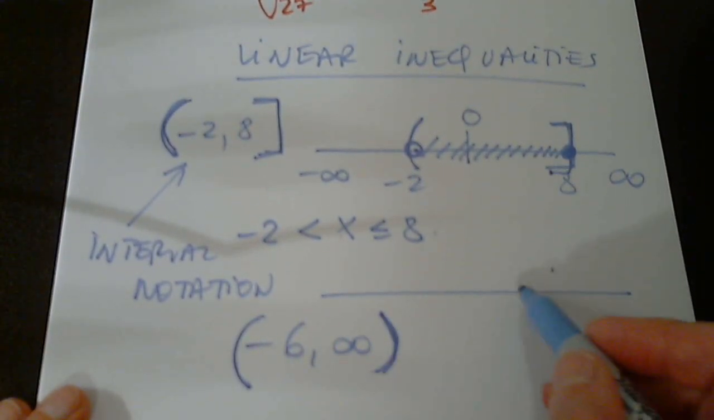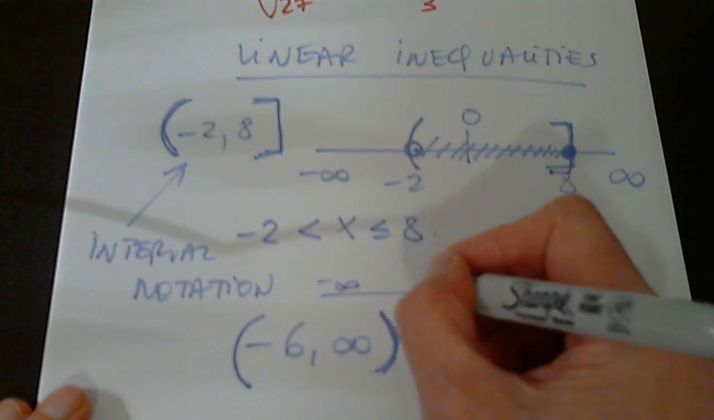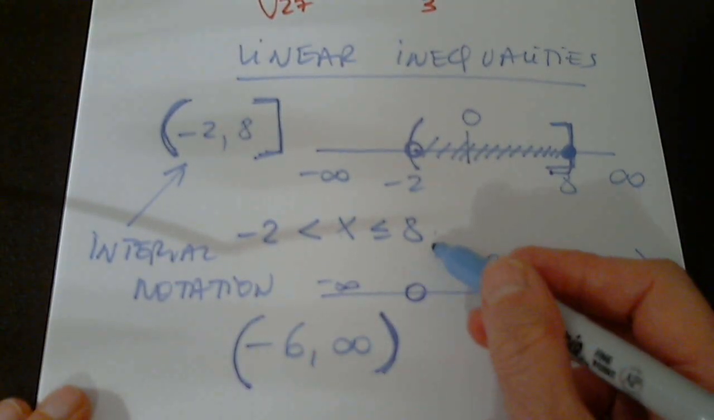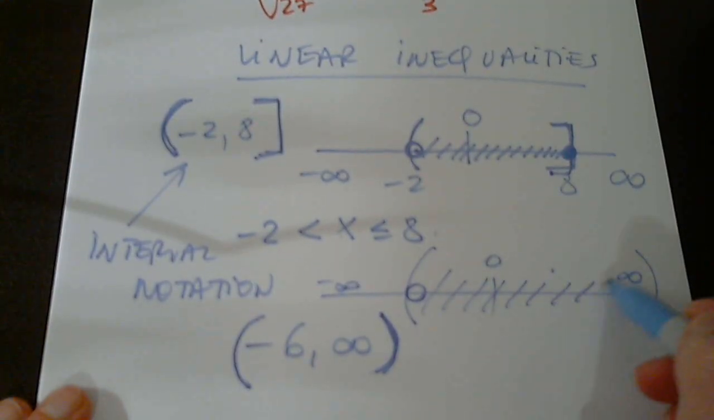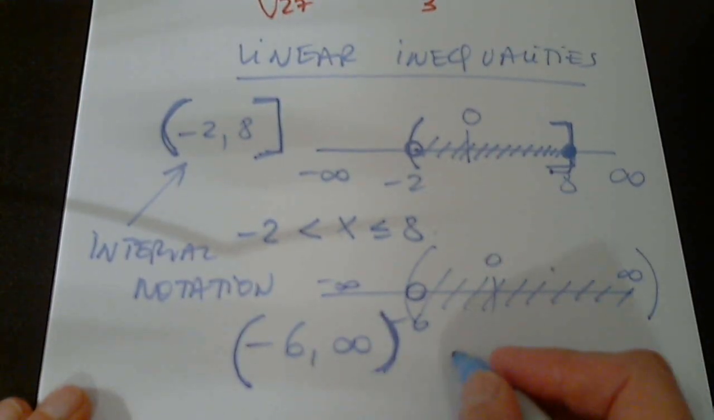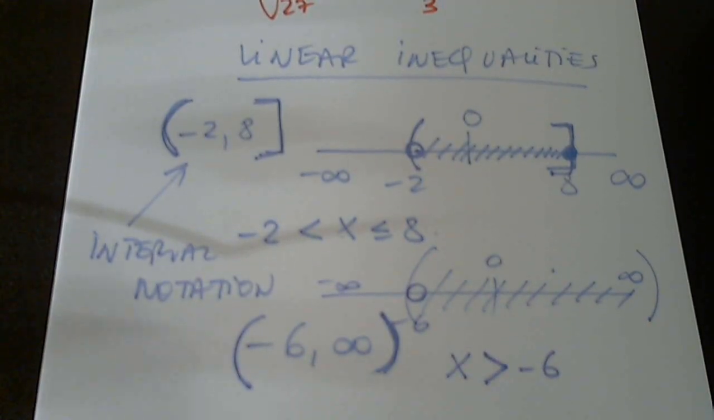On the real line, 0 is in the middle, with negative infinity and infinity at the ends. Negative 6 is an open point because negative 6 is not in the interval. And it's everything between negative 6 and infinity. How will this look in an inequality? It will look like this: x greater than negative 6, to the right of negative 6.